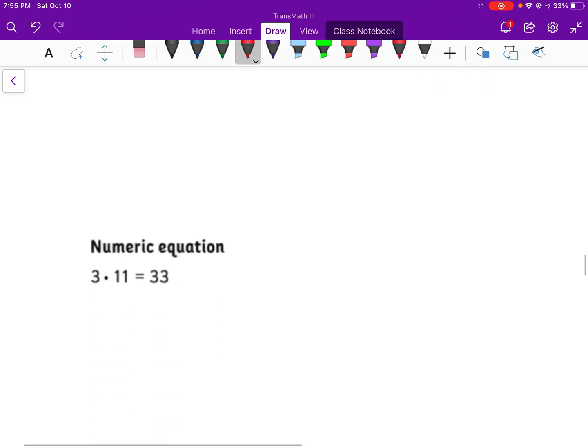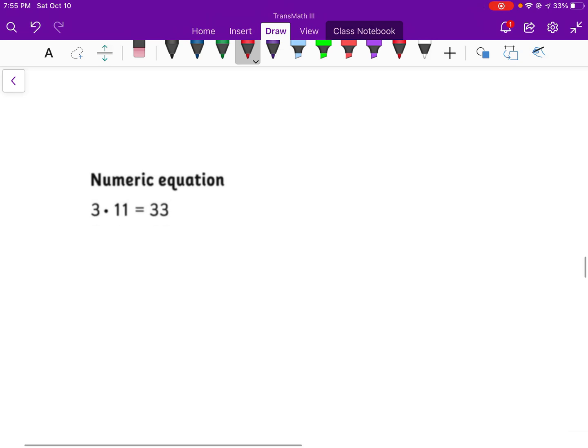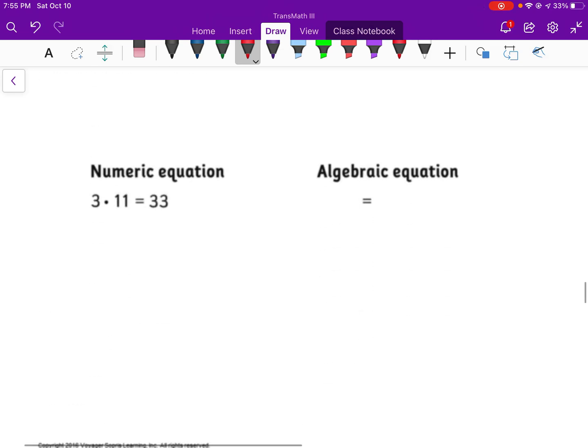Okay, so another numeric equation, 3 times 11 is 33. Let's write it as an algebraic equation. Let's just keep the left side as 3 times 11. Now, on the right side, I just need to write it in a way that can represent 33. You can do it using adding, subtraction, multiplying, dividing, whatever. It does not matter.